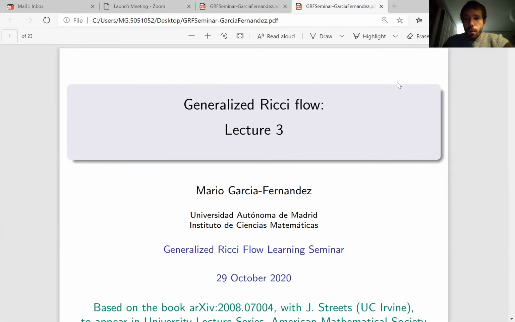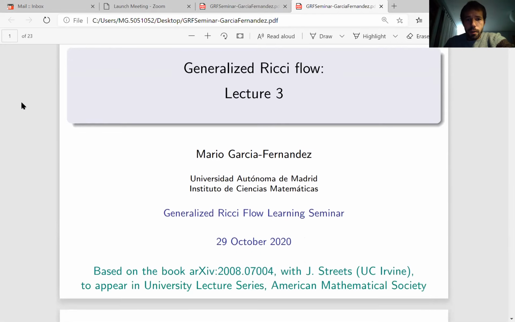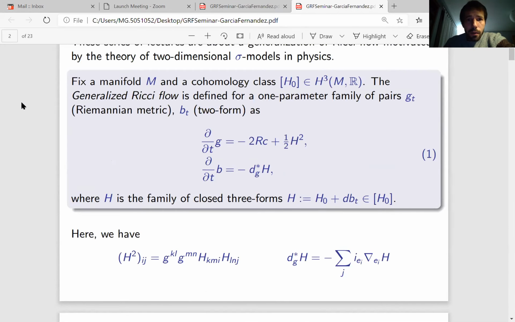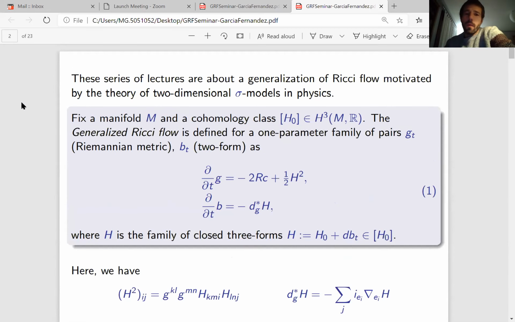Yeah, so as I was saying in previous lectures, what I want to do is to explain what are the symmetries of the generalized Ricci flow, which is given by this set of partial differential equations for a metric and a two form on a manifold with some fixed cohomology class.